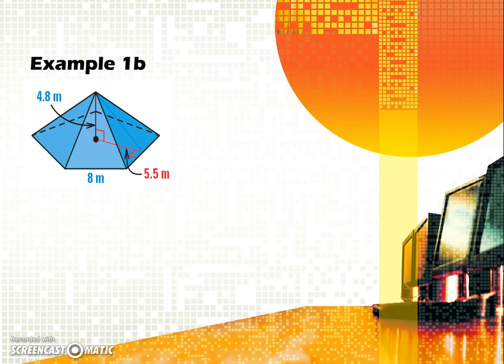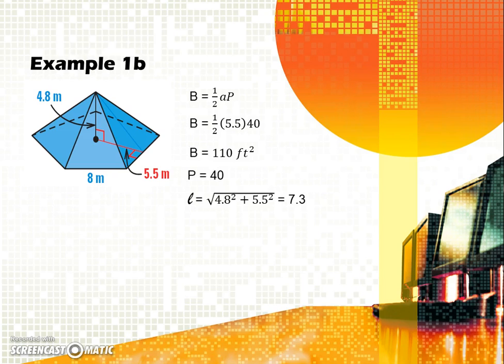Another example of this. We're given the apothem. The side length is 8 and there are 5 sides, so the perimeter is 40. Our capital B is 110. We're given the height this time, 4.8, so we have to find the slant height by using the Pythagorean theorem. We do 4.8 squared plus 5.5 squared, and that becomes 7.3. So that's our slant height.